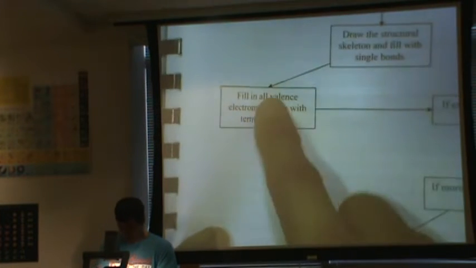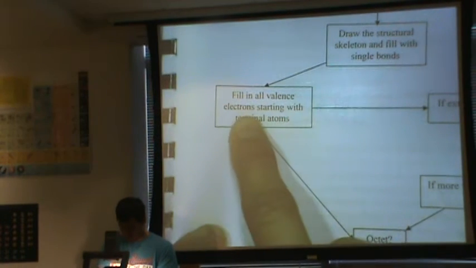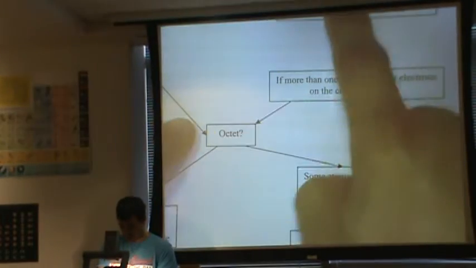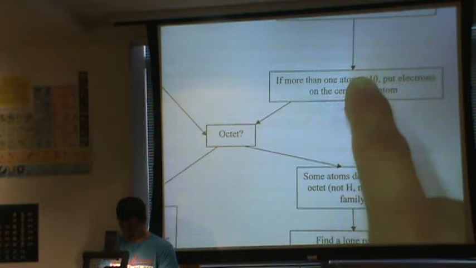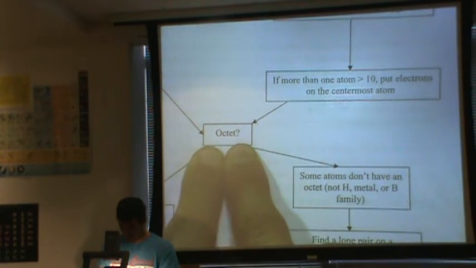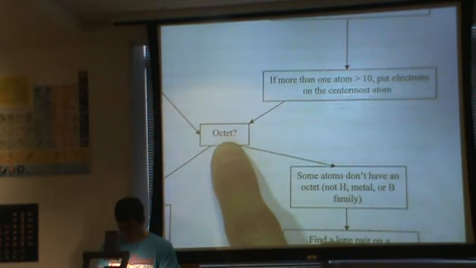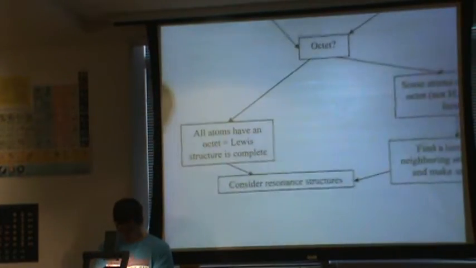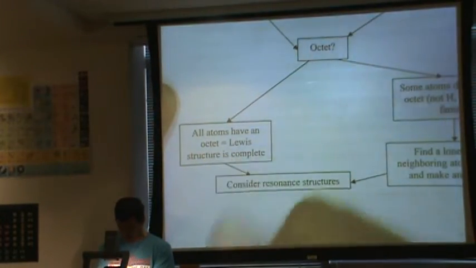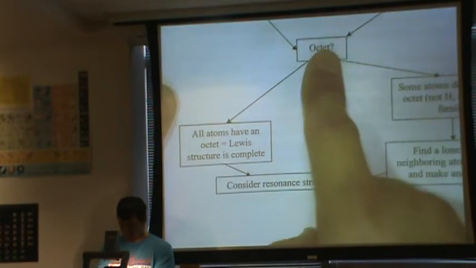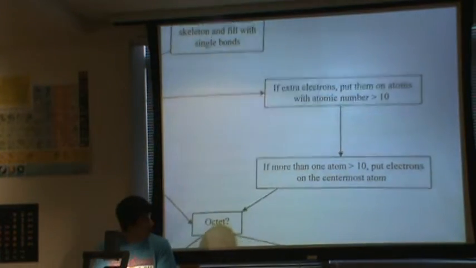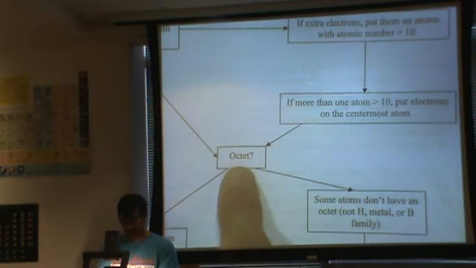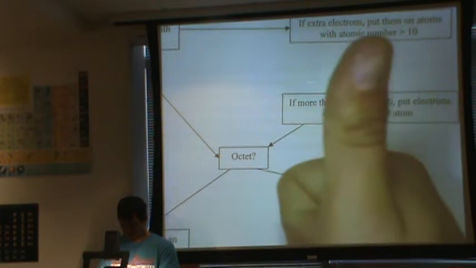The other split from this fill in all valence electrons is, does it have an octet? So you go here, you check these two conditions, you check this condition. They all lead to this octet rule right here. If the octet rule is obeyed, then all atoms have an octet and the Lewis structure is complete. You're done. If everything has 8 electrons around it, then it follows the octet rule, and your structure is complete.